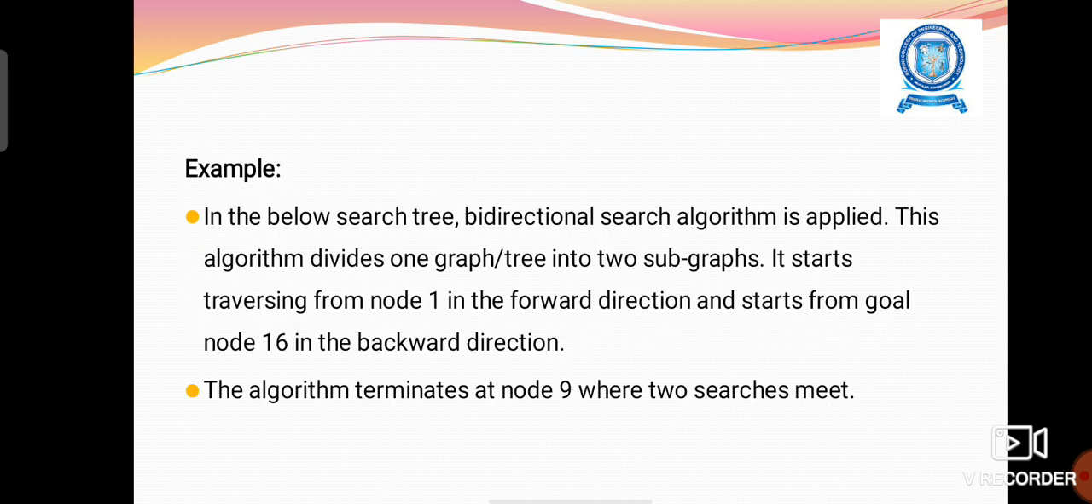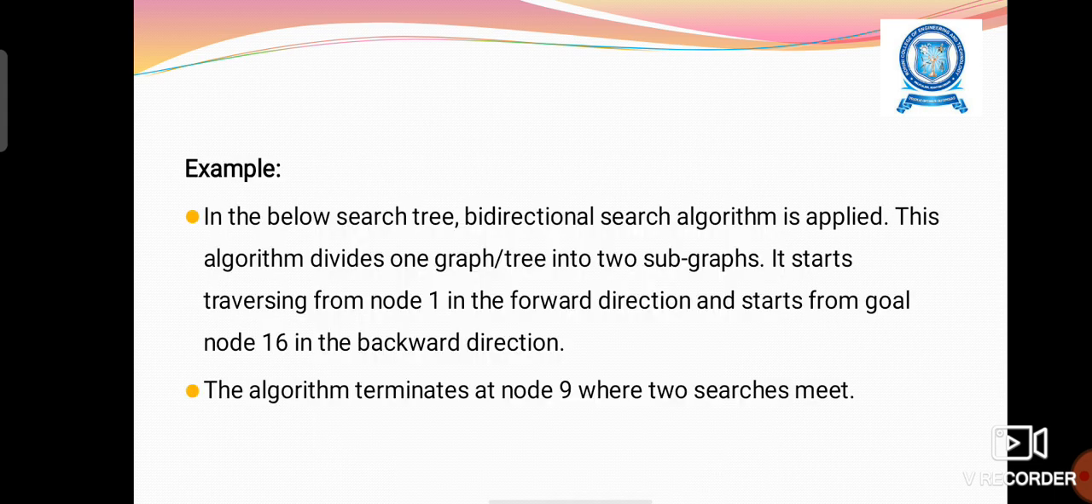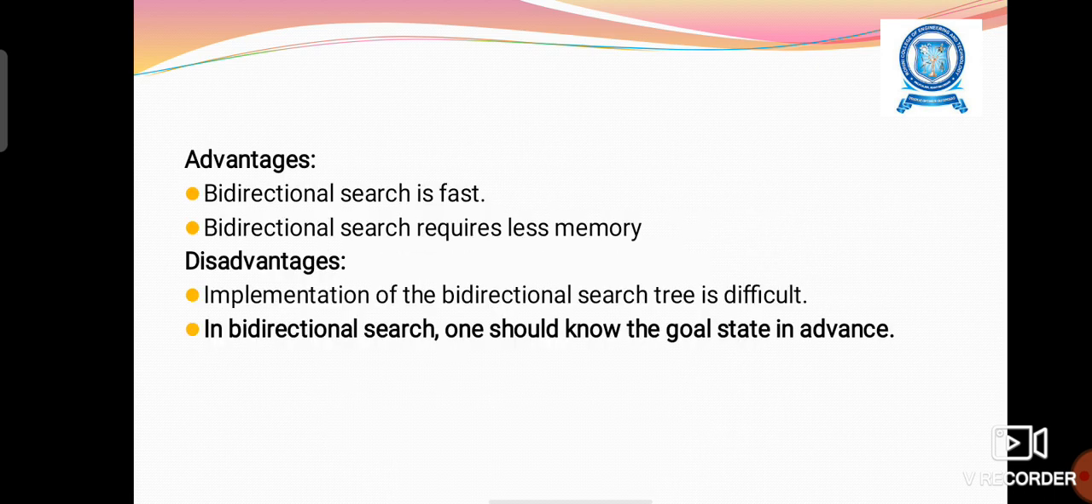Now we can see the example. Let us consider the below search tree. The algorithm divides one tree into two subtrees. It starts traversing from node 1 in the forward direction and from the goal node 16 in the backward direction. The algorithm terminates at 9, where the two searches meet. So 9 is the intersection node. The advantages of bidirectional search are that it is fast compared to other algorithms and requires less memory.